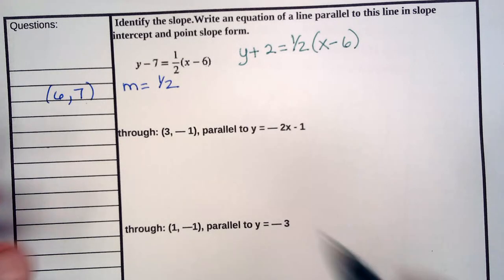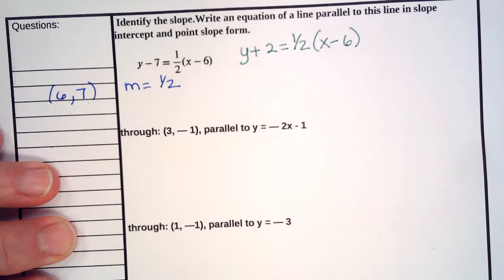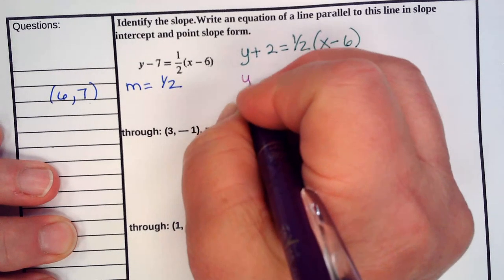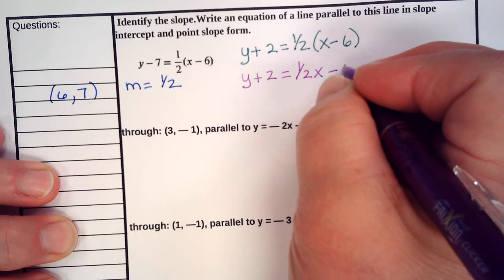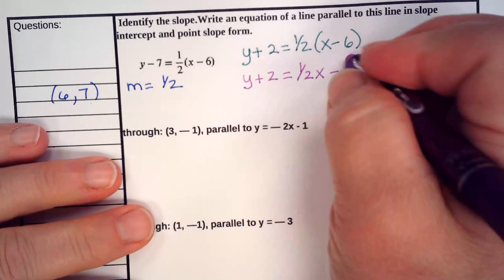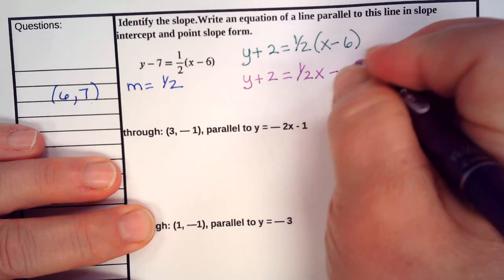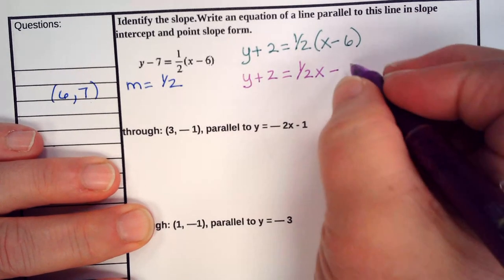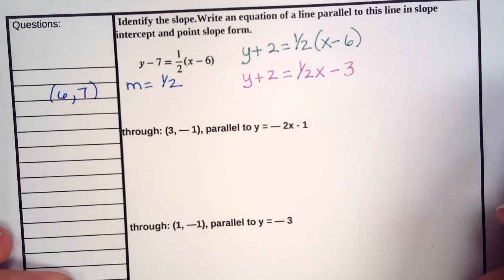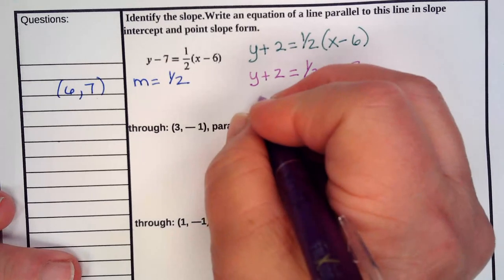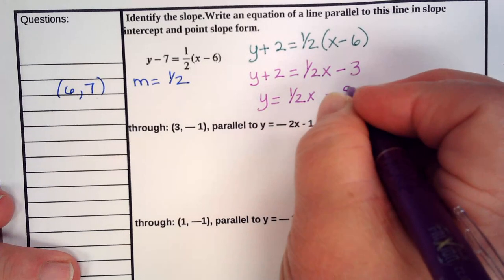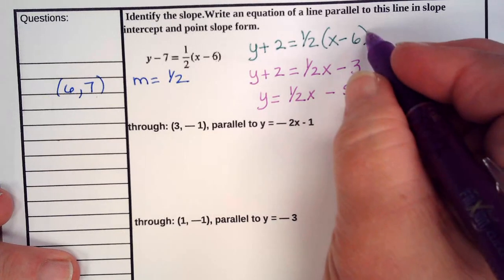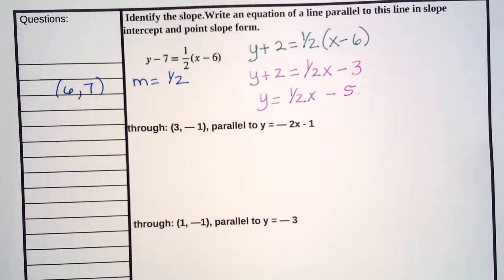Let's change it to slope-intercept form. First thing I have to do is to distribute the 1/2. Y plus 2 is equal to 1/2 x minus 3. Half of 6 is 3. Subtract 2 from both sides. Y is equal to 1/2 x minus 5. These two are the exact same line, just different forms of the linear equation.